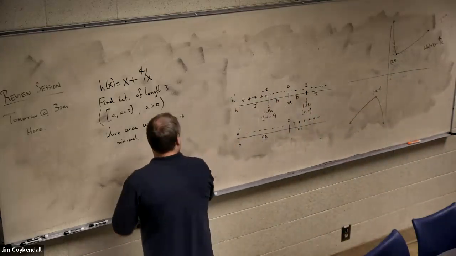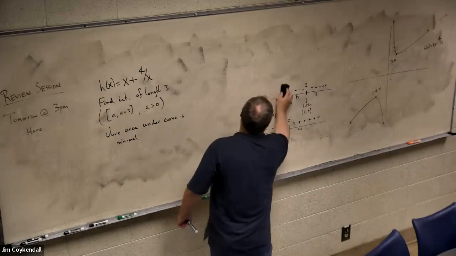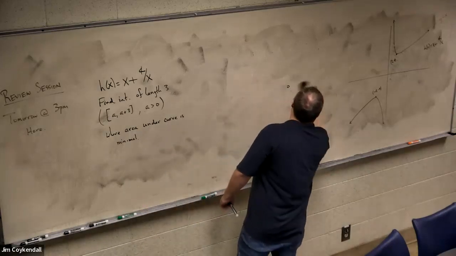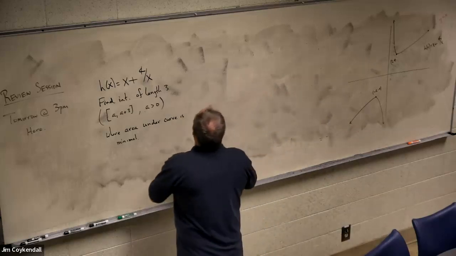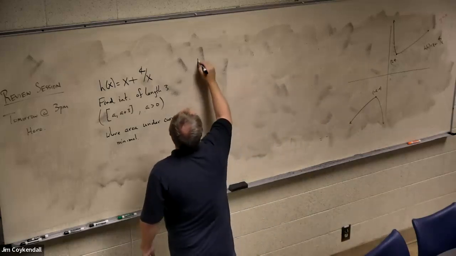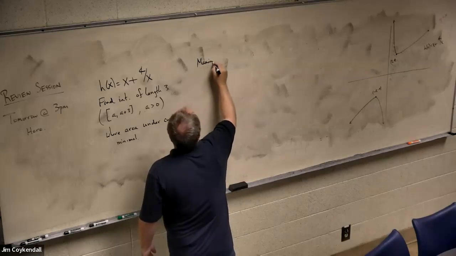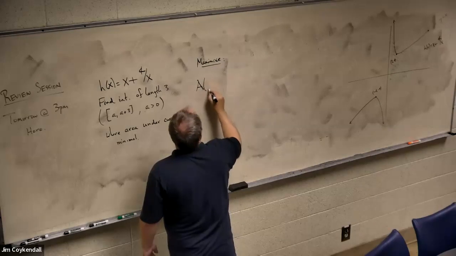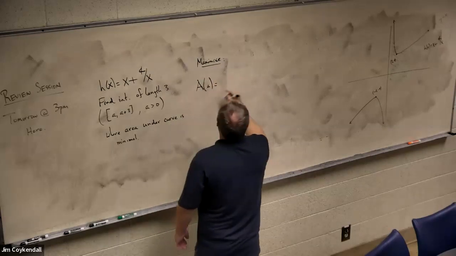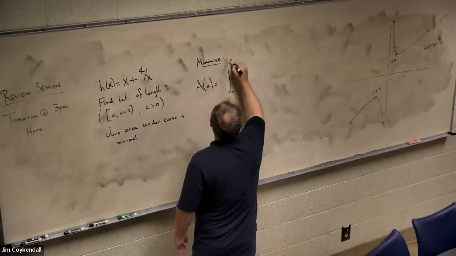Okay, let's set it up. So we're trying to minimize the area under the curve, starting at A, going to A plus 3.